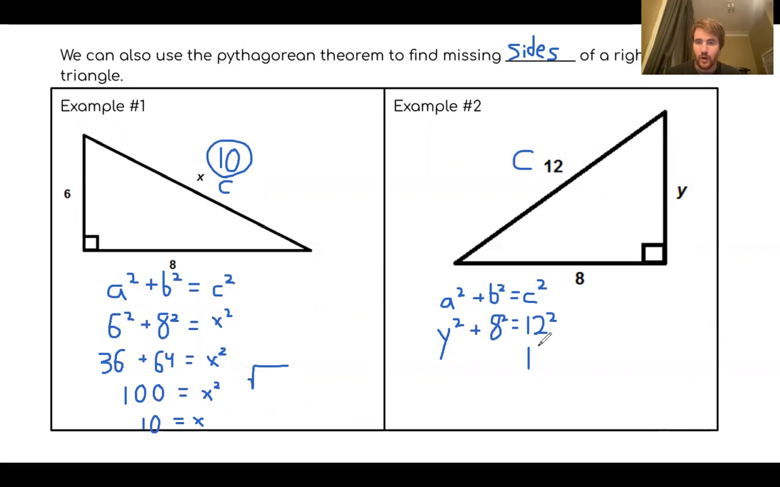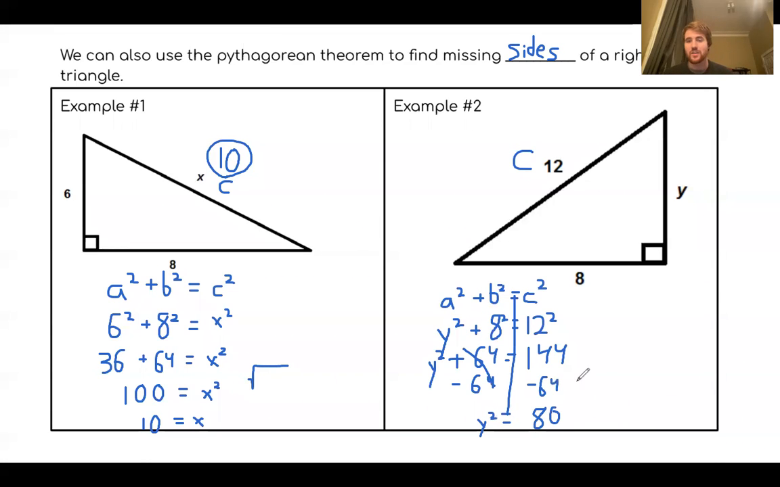Now we'll go ahead and do the math. 12 squared, 144. 12 times 12. 8 squared, 64. 8 times 8. Y squared, we don't know. We're trying to figure it out. This is where we'll need to use a little bit of algebra. So we want to get y by itself. So we'll do minus 64. Minus 64. 144 minus 64 is 80. And that's going to cancel out here. So we know y squared equals 80.